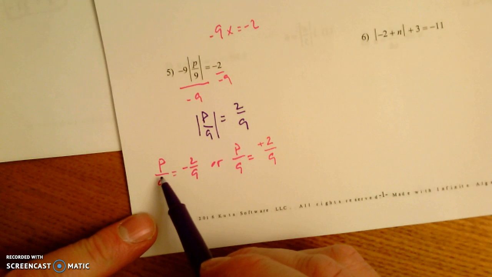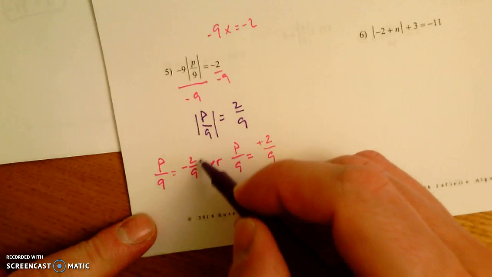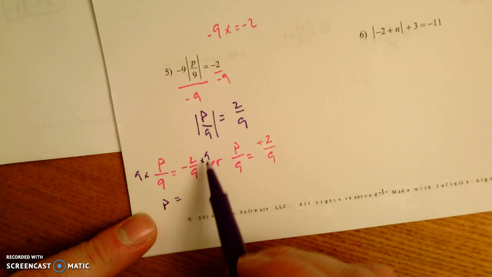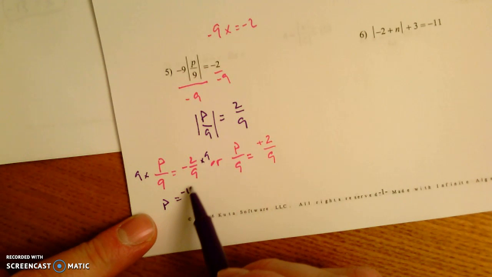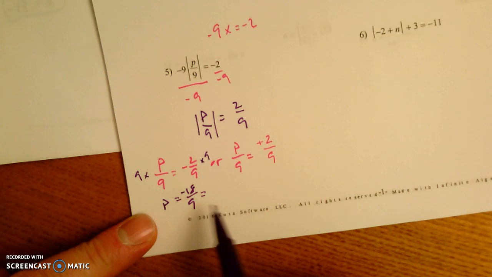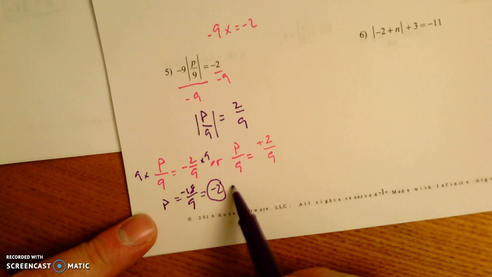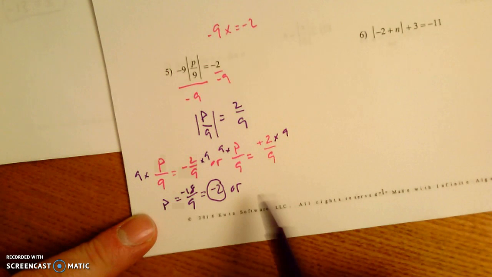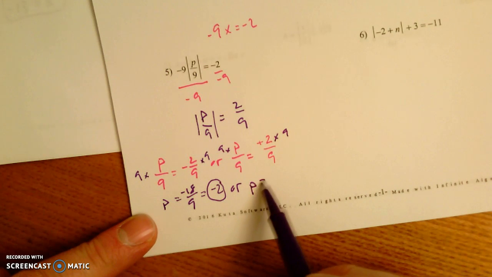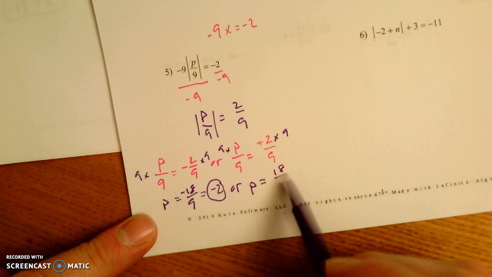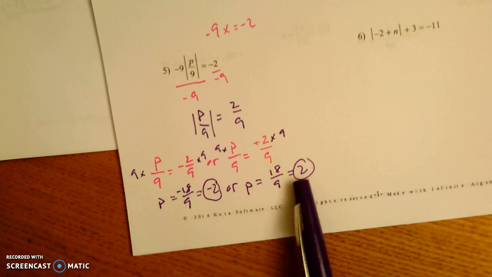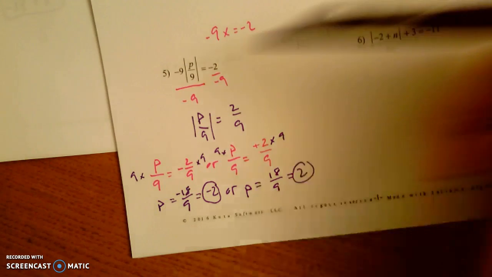So let's see. If it's p divided by 9, to undo this, we have to multiply by 9 on both sides. So that gives us p equals, let's see, negative 18 over 9. And we could reduce that. Negative 18 divided by 9 is negative 2. Or times 9 on this side, times 9 on this side, we get p equals 18 over 9, and 18 divided by 9 is 2. So either negative 2 or positive 2 will make this equation true. Let's check.